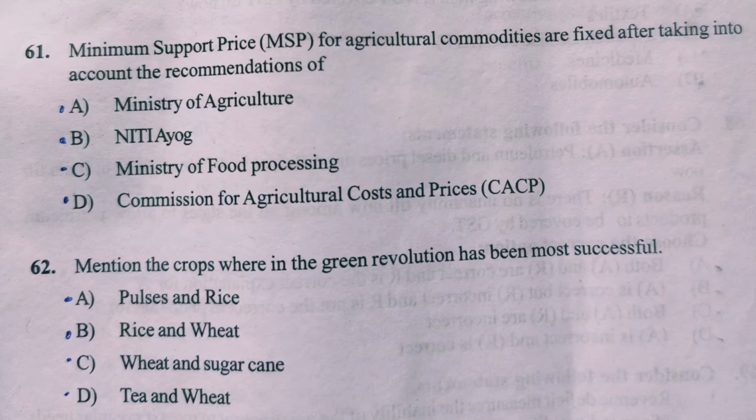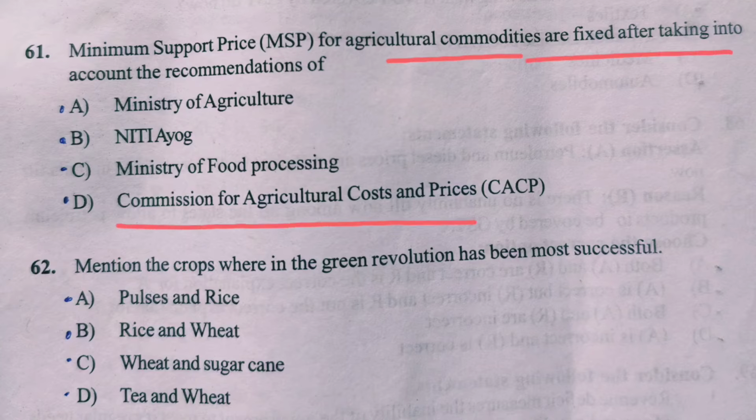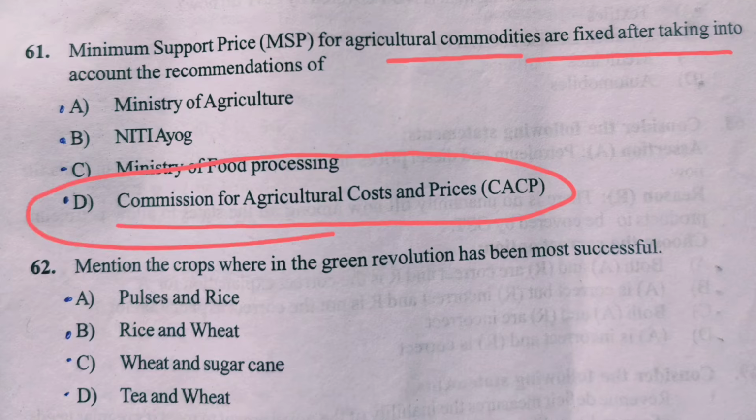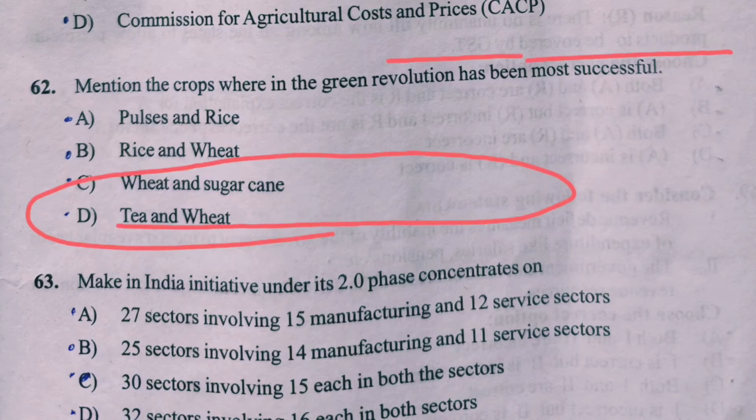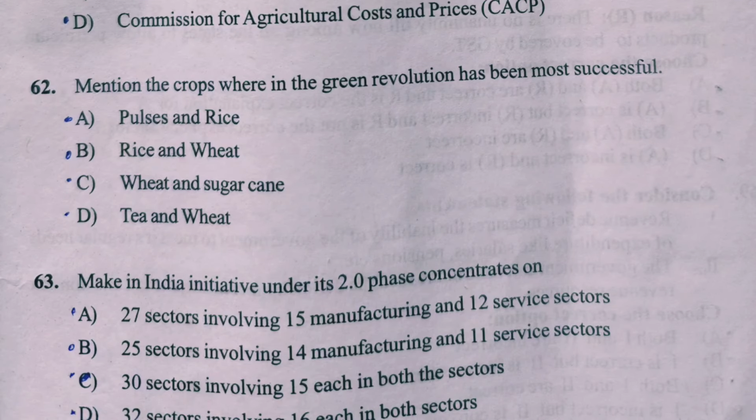Then we have, minimum support price for agricultural commodities are fixed after taking into account the recommendations of CACP. This is straightforward. Commission for Agricultural Costs and Prices. Mention the crops wherein the Green Revolution has been most successful. So it is rice and wheat.